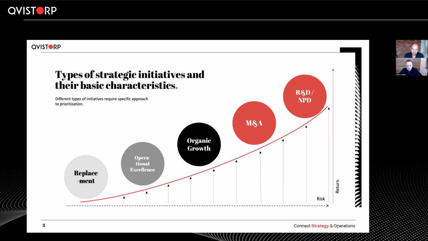Right. So SPM is also about a risk versus return game, right? A balancing game, really. So you should have a proper balance of your portfolio. Of course, you will have some replacement projects, type of mandatory, because you have to do them. And then it's the question how much risk you're willing to take to start, for instance, new NPD initiatives versus, I don't know, growing organically.